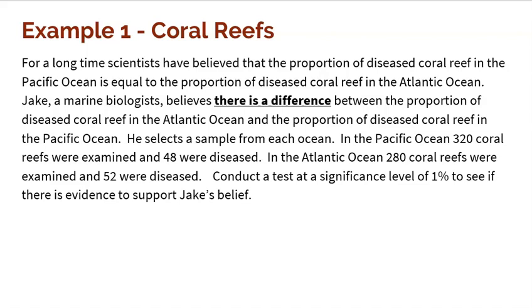So before I do any steps, the first thing I usually like to do is just get my data organized. And that's just making sure we understand that we got two samples here. So the first sample is from the Pacific Ocean, and that sample had 320 coral reef, and of those 320 coral reef, it said that 48 were diseased. So 48 divided by 320 is a nice, perfect, we love it when this happens, 0.15 or 15%.